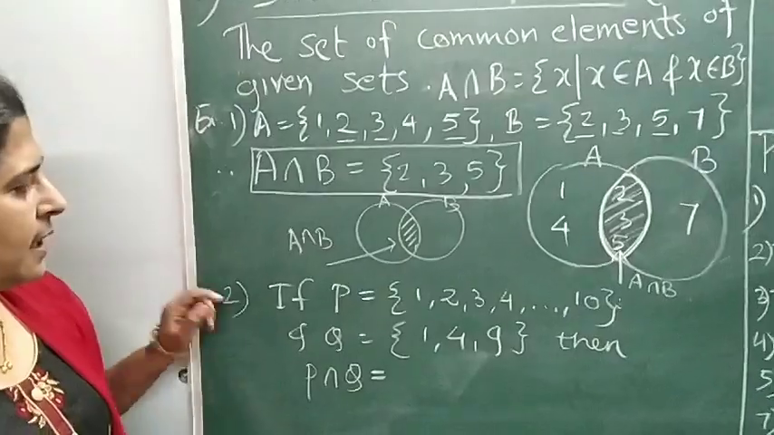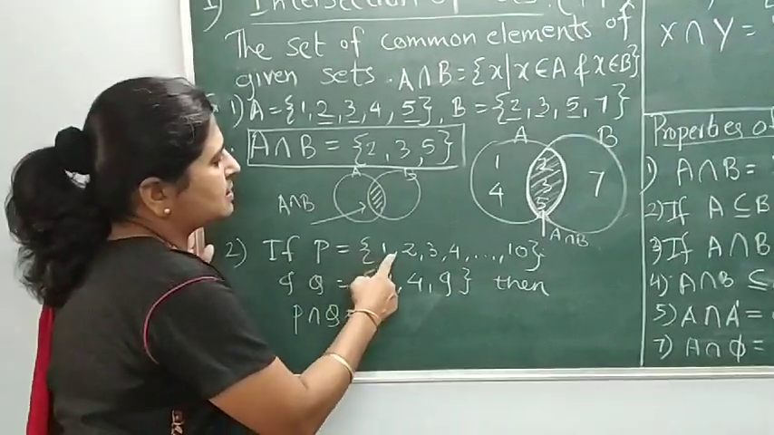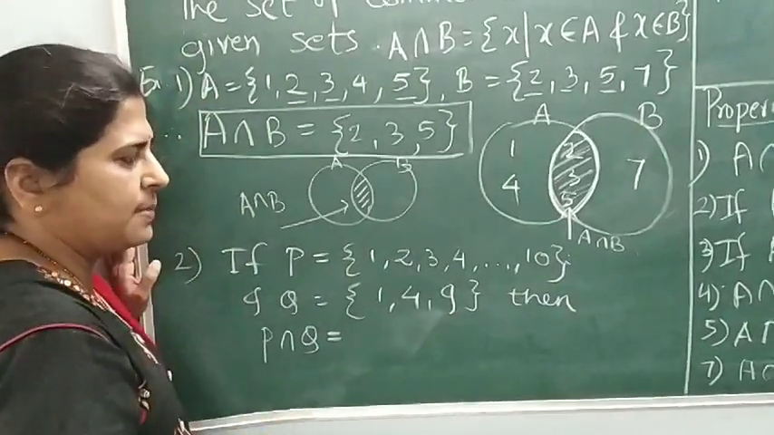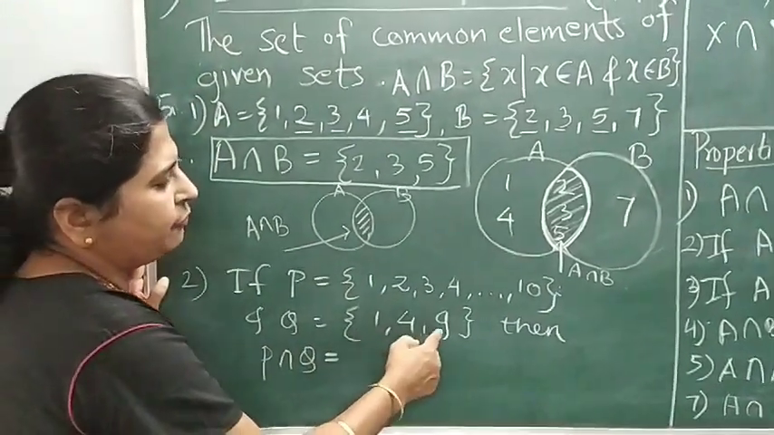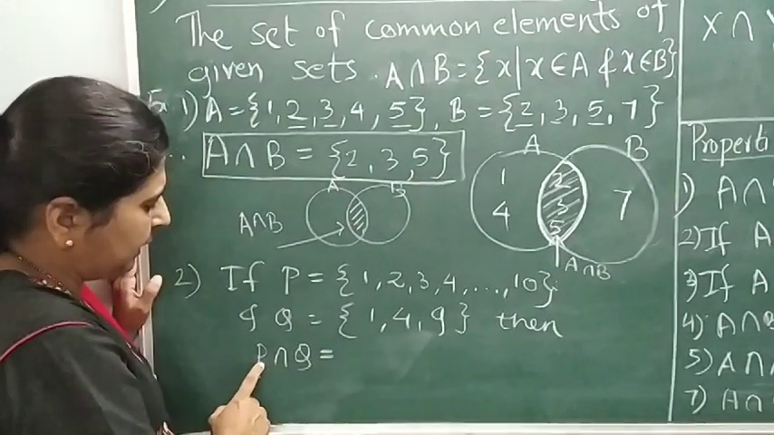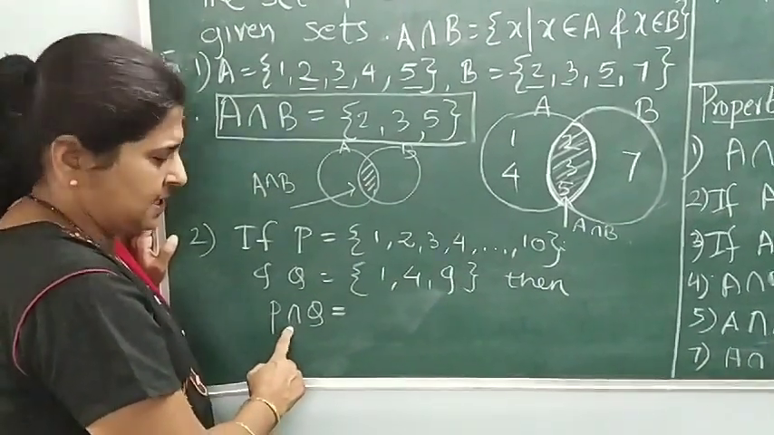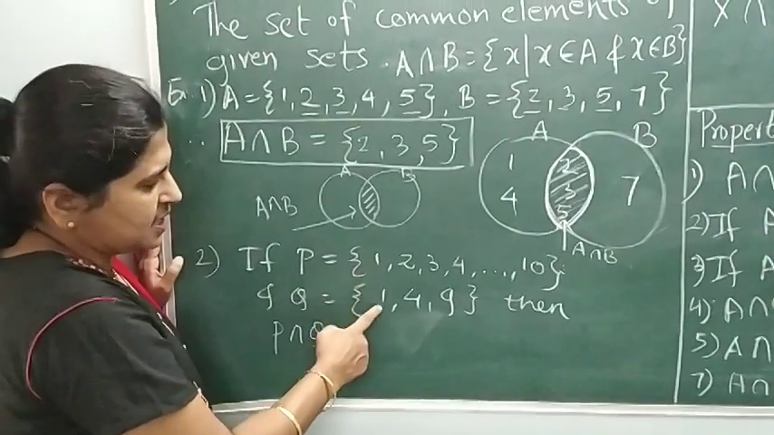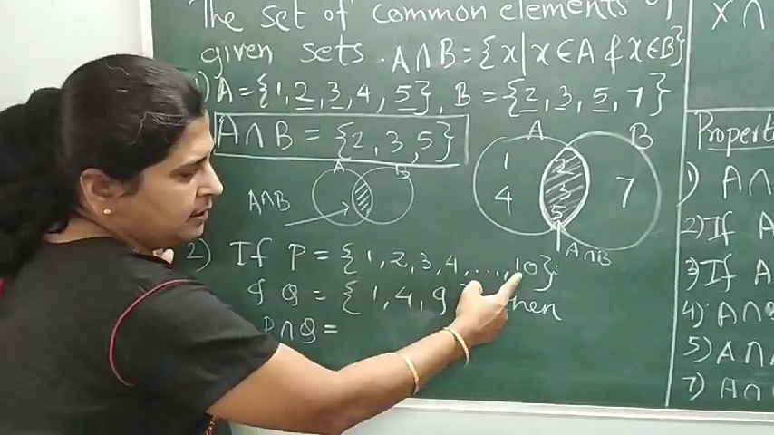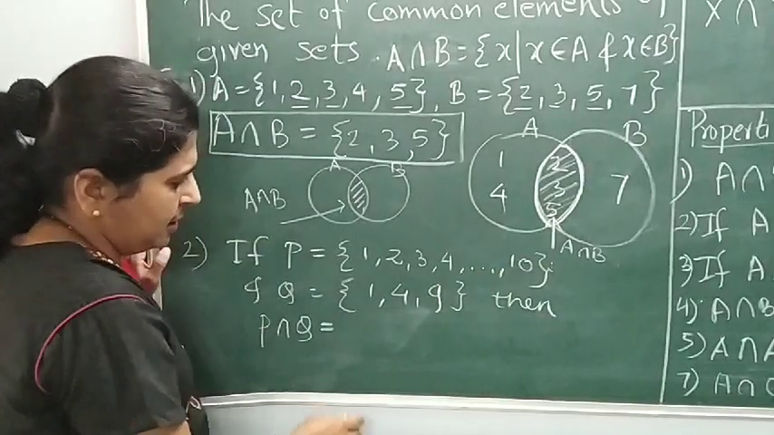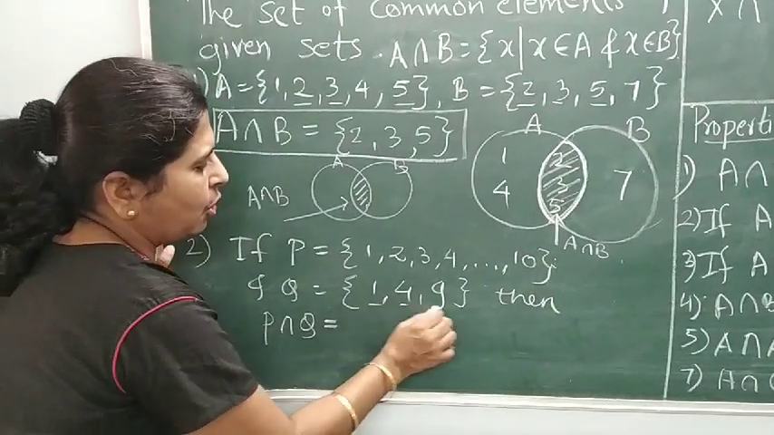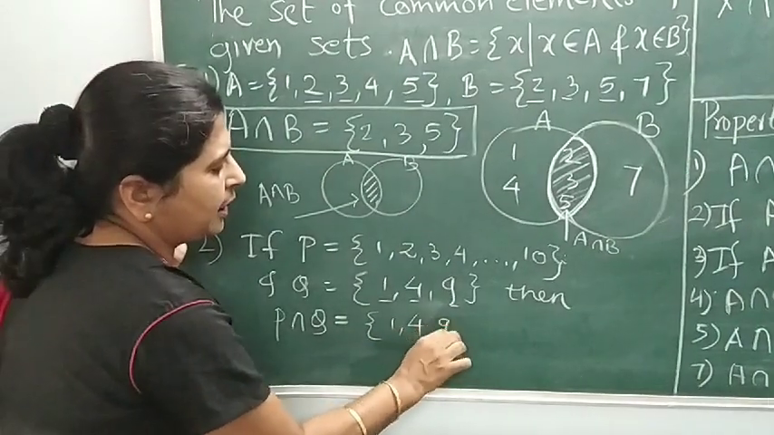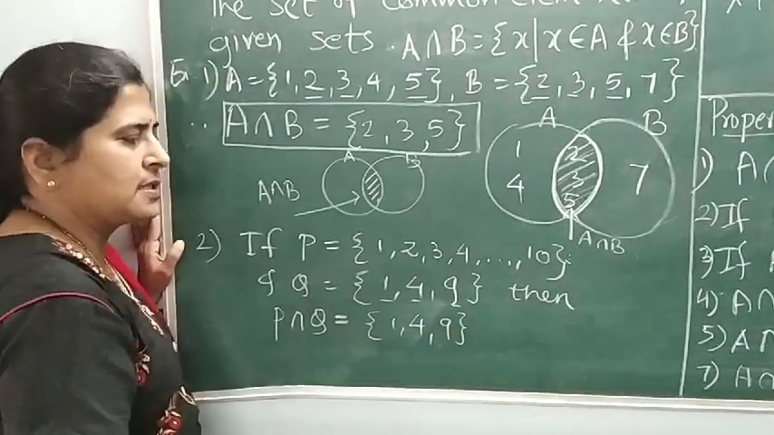Now let's take another example. If P is the set of 1, 2, 3, 4, 5 till 10, all these natural numbers till 10, and Q is the set of 1, 4, 9, then what is P intersection Q? Now we can see that 1 is common, 4 is common, and 9 is also there, which is common. So in the intersection we have all these 3 elements, and if we take the set of common elements 1, 4, 9, this is our intersection set.